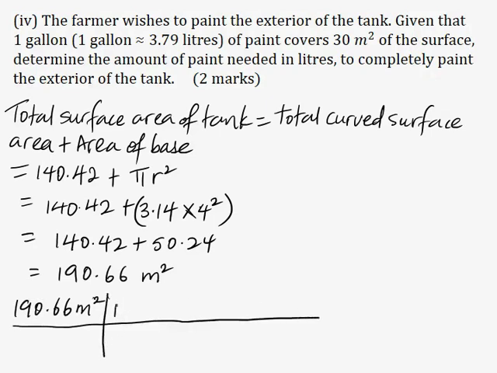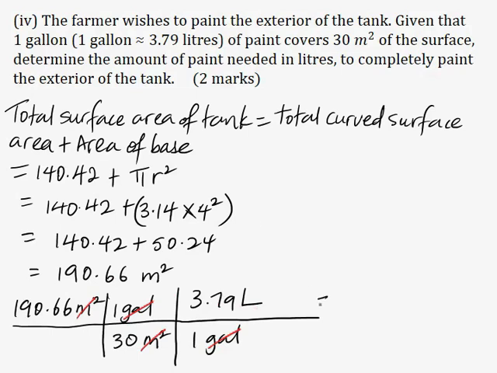Now, I know that 1 gallon is going to paint here 30 meters squared. I also know that 1 gallon is 3.79 liters. So notice here that meter squared will cancel with meter squared, gallons will cancel with gallons, so I'm only going to remain with liters.